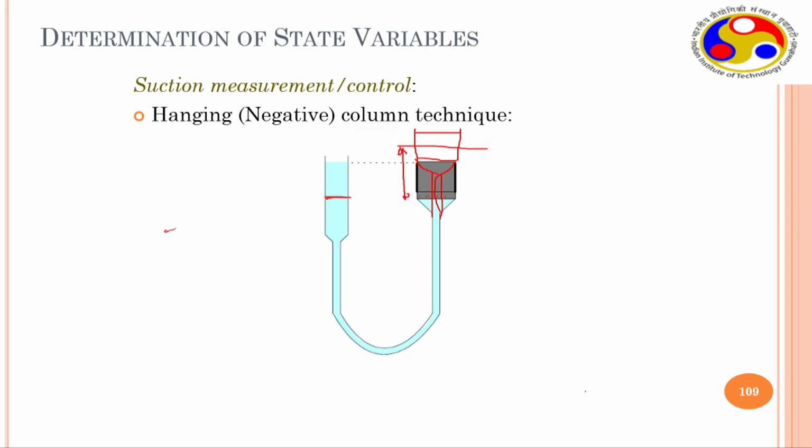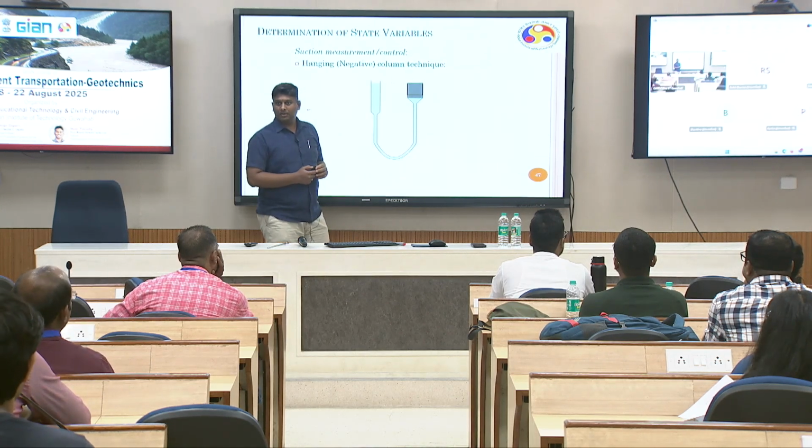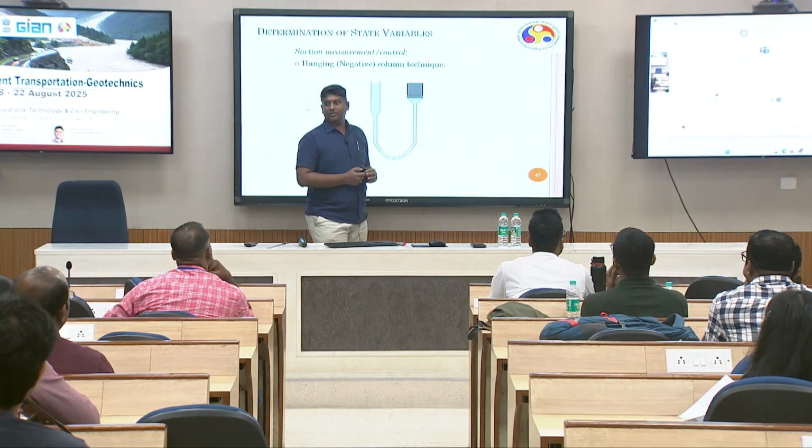Now water is in direct contact with the soil, so what is expected? Water would rise to this level, right? If soil is connected directly with water, you expect that the water level would be here, correct? So soil will be completely saturated.